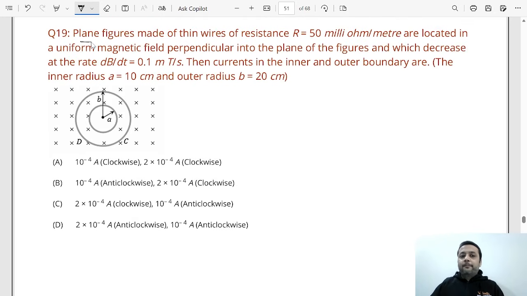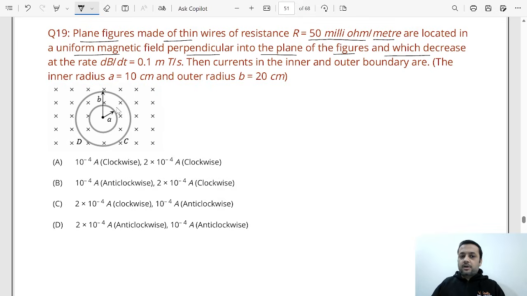let us see this question. Plane figures made of thin wires of resistance 50 milliohm per meter are located in a uniform magnetic field perpendicular to the plane of the figures, which decreases at the rate of dB by dt of 0.1 millitesla per second. The current in the inner and outer boundary are.